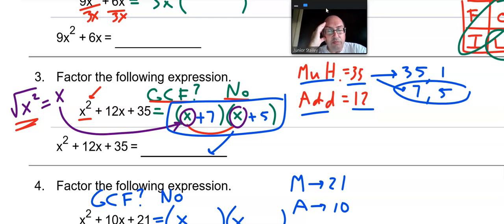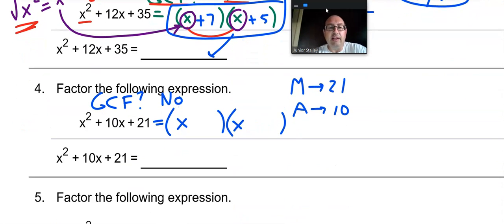Doesn't matter whether you do the x plus 7 first and the x plus 5 last, or switch them. Now, if you had a plus and a minus, yes, that would make a difference, and you would definitely want to make sure that the numbers were in the correct spots. But we'll get to that later.